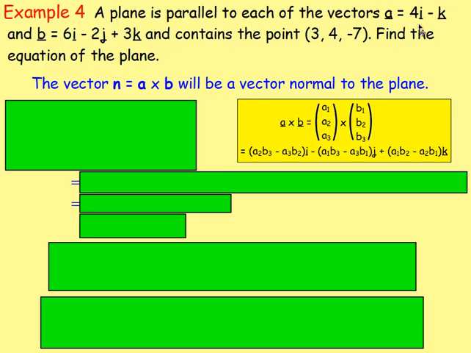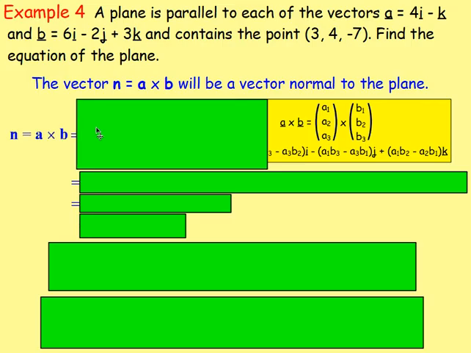So if you've got the plane that's parallel to both of these vectors, to get the vector that's at right angles, you can work out A cross B, because that will be at right angles to A and B. So the vector n, the normal vector, A cross B, will be a vector normal to the plane. So let's work out this normal vector. This normal vector will be A cross B. So to work that out, we're going to write both A and B in component form.